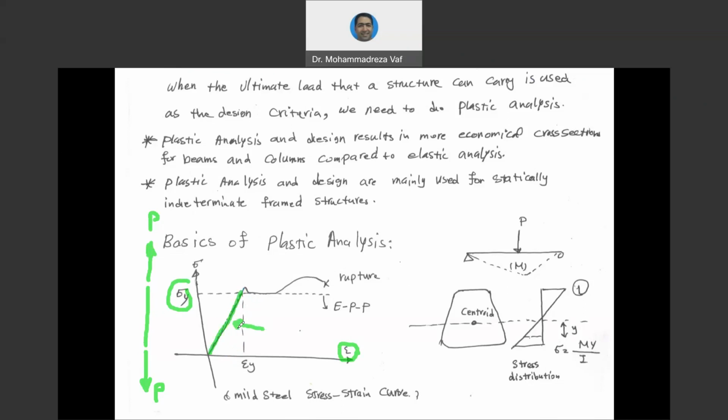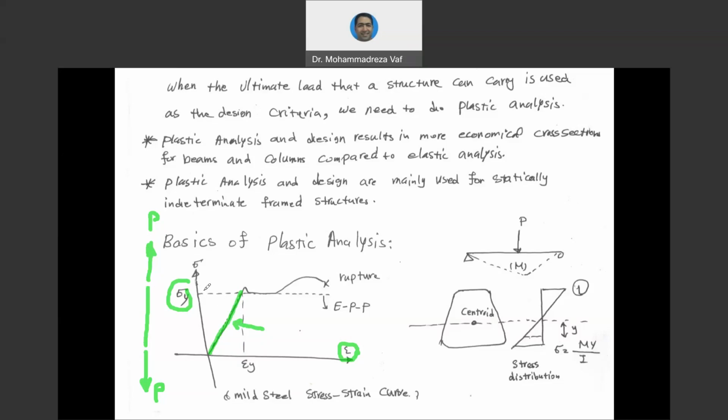So the techniques that you have learned right now, like moment distribution, slope deflection, and force method, are valid only when the stresses inside your cross section are within this range. If it is larger than this, those techniques cannot work, and you need to go through plastic analysis, meaning when the stress is larger than sigma y, which is the yield stress of your material.